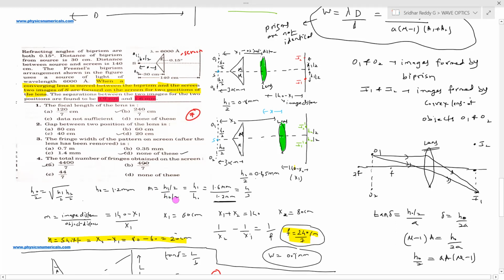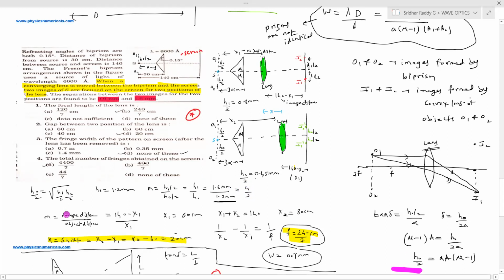Then do we know ho by 2? Ho by 2 is what we have calculated here. And h1 by 2 is what is given for us, the distance between two images. So here the 2 gets eliminated. So what is h1? H1 is 1.6 millimeter and ho is what? 1.2 millimeter. Ho by 2 is 0.6 millimeter, so HO will be 1.2 millimeter. I'll get the magnification as 4 by 3.